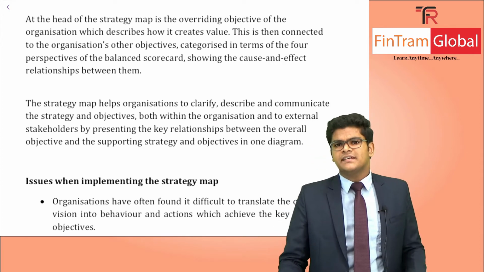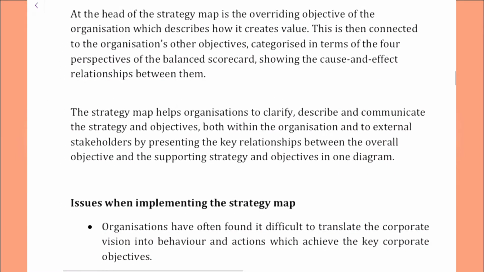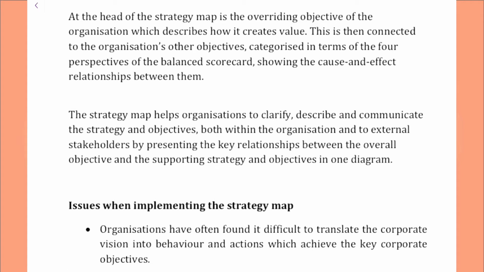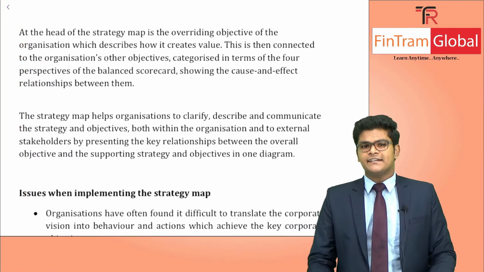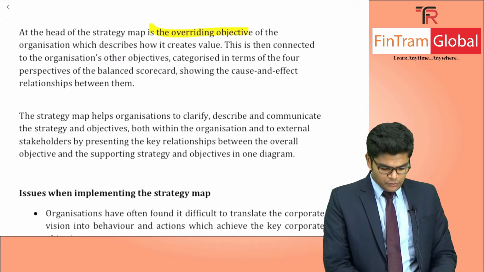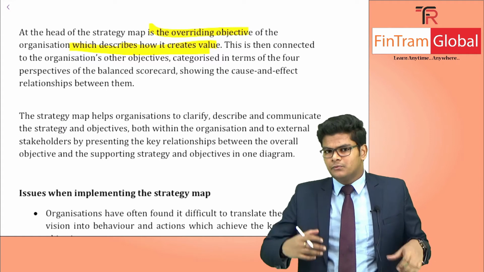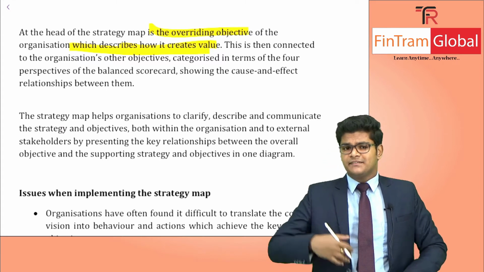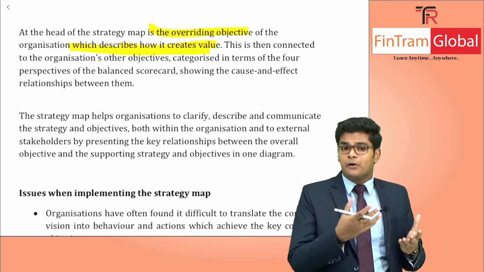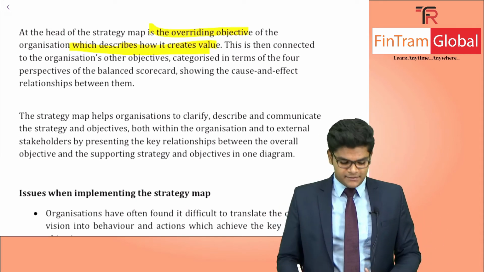Now, there are a few more things that I'd like to look at. So let's take a look at this material, okay guys? What I'd like to explain is that the head of the strategy map is the overriding objective, and the organization describes how it creates value. So we already looked at this concept. At the top we have the objectives and then how to create value, and then we move on to the balanced scorecard perspectives.